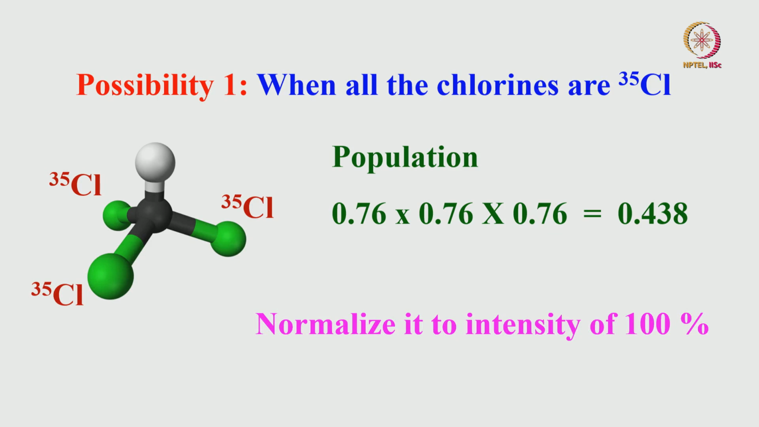Possibility 1 is that all the chlorines could be 35. With 76% abundance, all 3 are present. If you take the population of this, it is 0.76 cubed, which is 0.438. I will say this is the 100% intensity peak. Normalize it to 100% intensity. So if all 3 chlorines are 35 in this CFCl3 molecule, I get one peak, and I call this intensity 100.